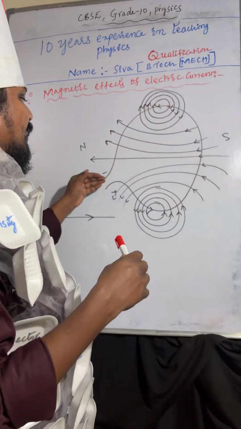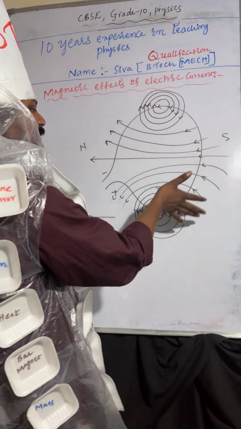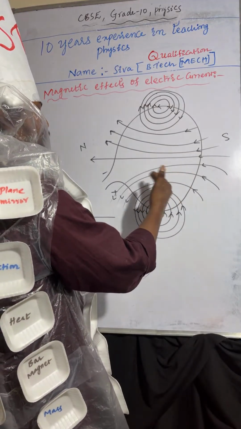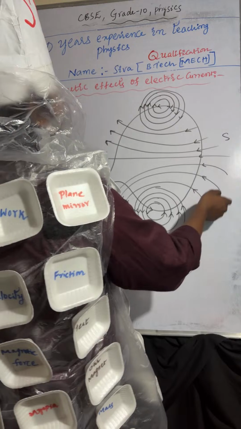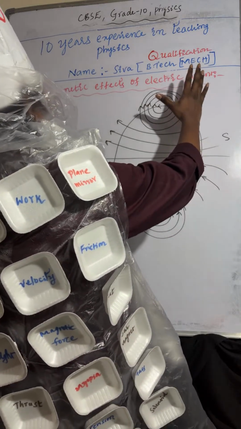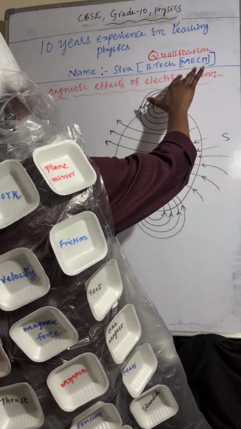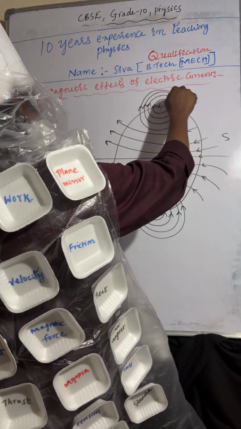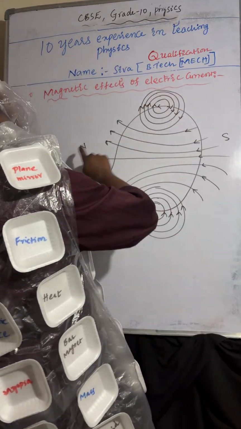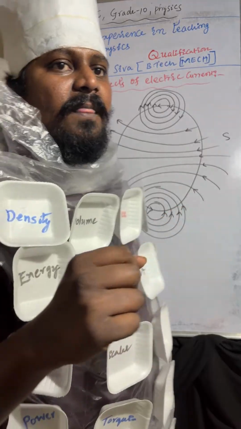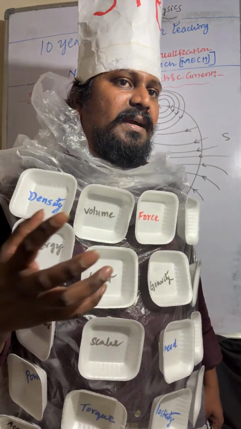Here you can observe the current is passing. If the current is passing in the upward direction, the magnetic field will be like this. So leaving, reaching, leaving like this. Here also, if the current is passing like this, it will be like that. Understood? So that is a north and that one is south. By that we can identify.